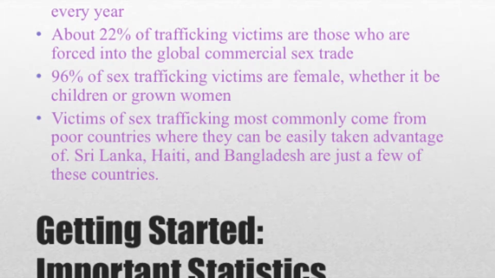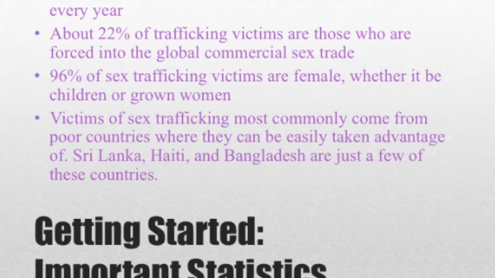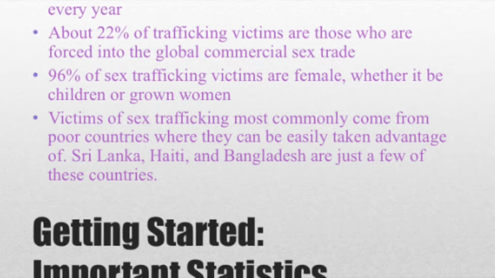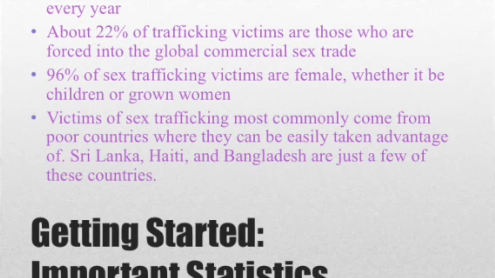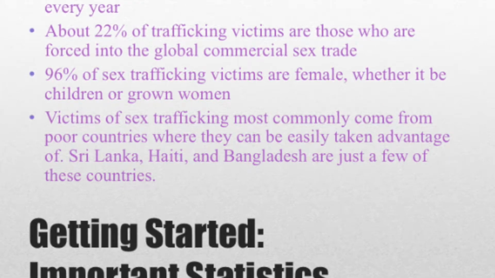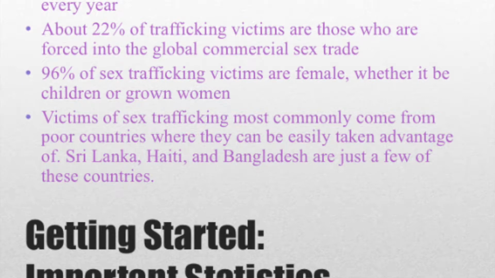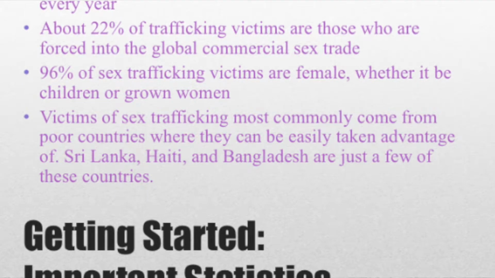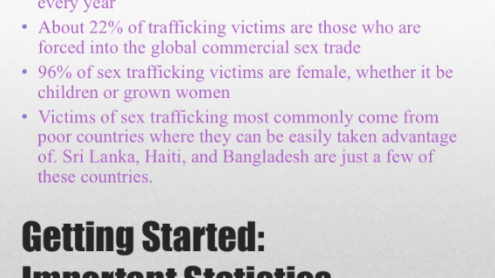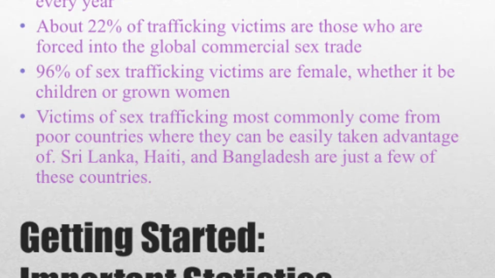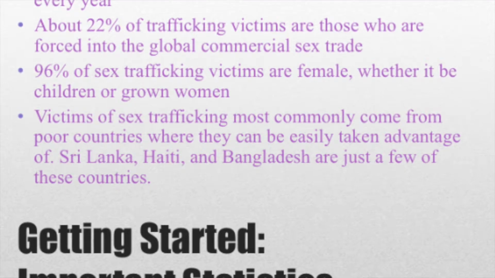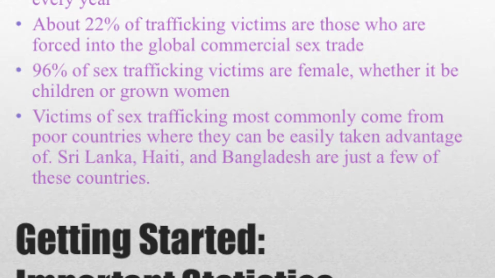real the problem is. About 2 million children are trafficked into the sex trade every year. There are three forms of trafficking. These are debt bondage, forced labor, and sex trafficking. Out of these three forms, about 22% of trafficking victims are those who are forced into the global commercial sex trade. Out of the 2 million trafficked into the sex trade, 96% of sex trafficking victims are female, whether it be children or grown women.